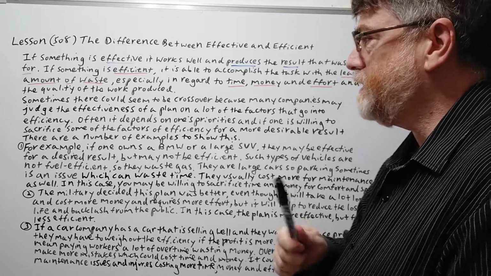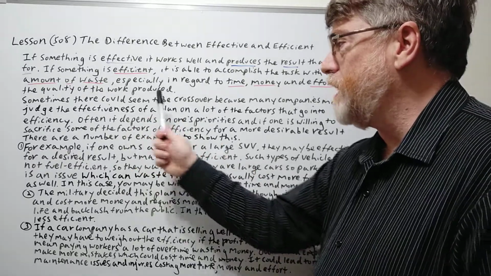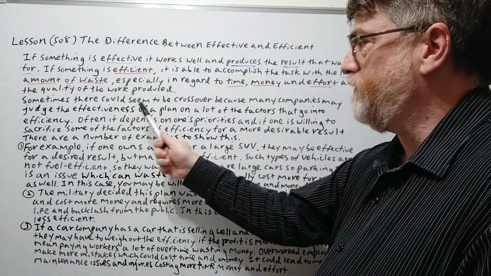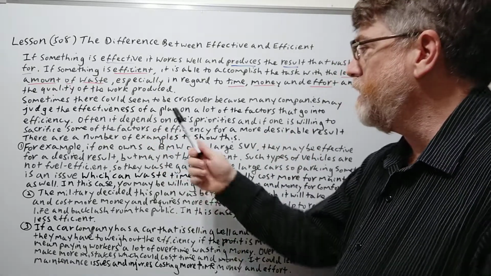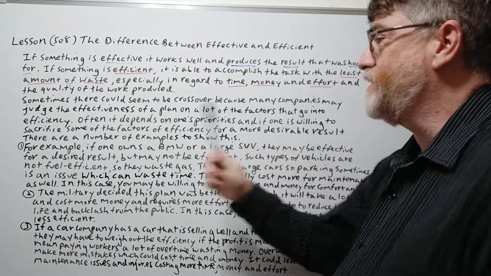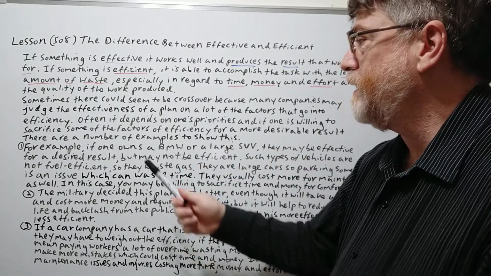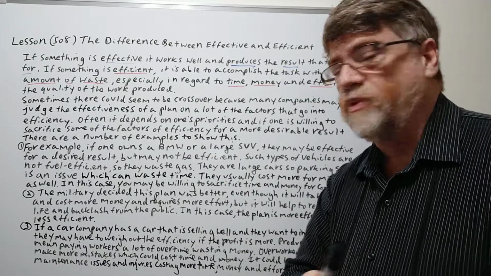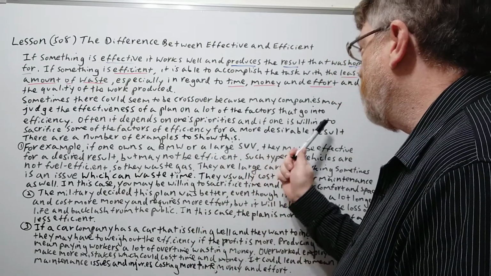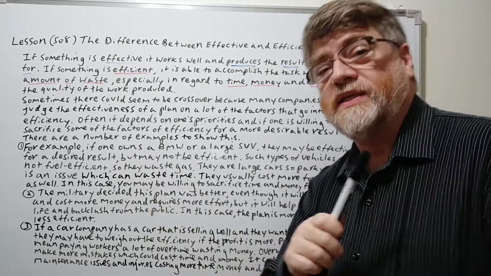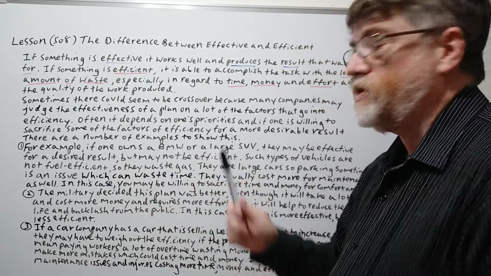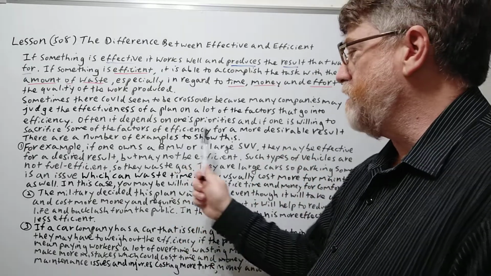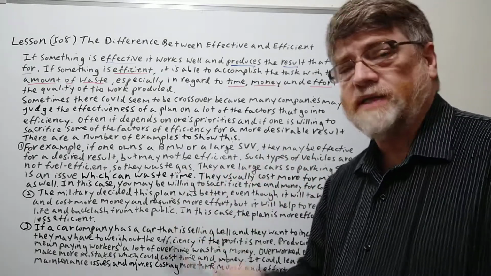Okay. Let's continue. Sometimes there could be some crossover because many companies may judge the effectiveness of a plan on a lot of factors that go into efficiency. Often it depends on one's priorities, what's most important to you, and if one is willing to sacrifice some of the factors of efficiency for a more desirable result. There are a number of examples to show this. All right, I got 3 examples.